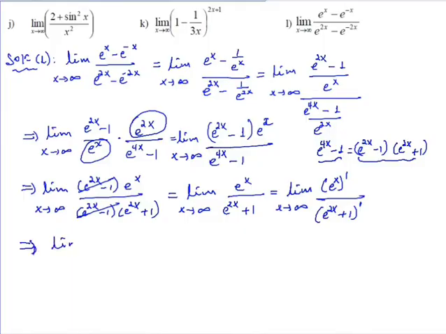So this becomes the limit of e to the power of x over 2 times e to the power of 2x as x approaches infinity, because the derivative of a constant becomes 0. So this is exactly the same as half of the limit of e to the power of x over e to the power of 2x as x approaches infinity.